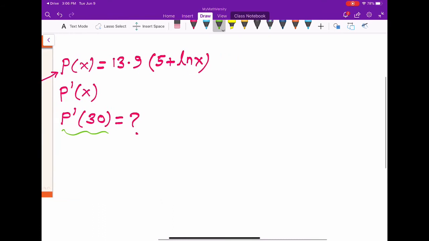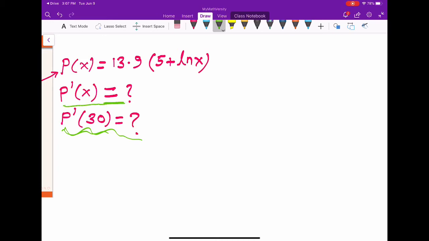Let's just focus on this. We have P of x, which is 13.9 times (5 plus ln of x), and our goal is to find P prime of 30. But how can you find P prime of 30? P prime means the derivative of P with respect to x, and then we need to evaluate that at 30. So we actually need to figure out what P prime of x is. Of course, the main question is P prime of 30, but we first need to address this one. So let's try to find that.